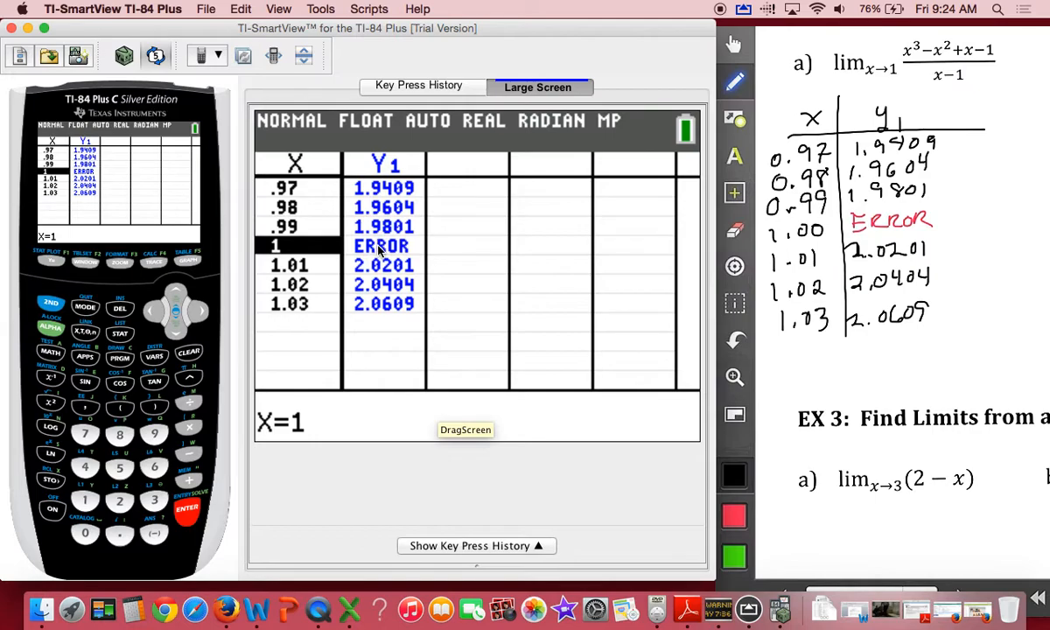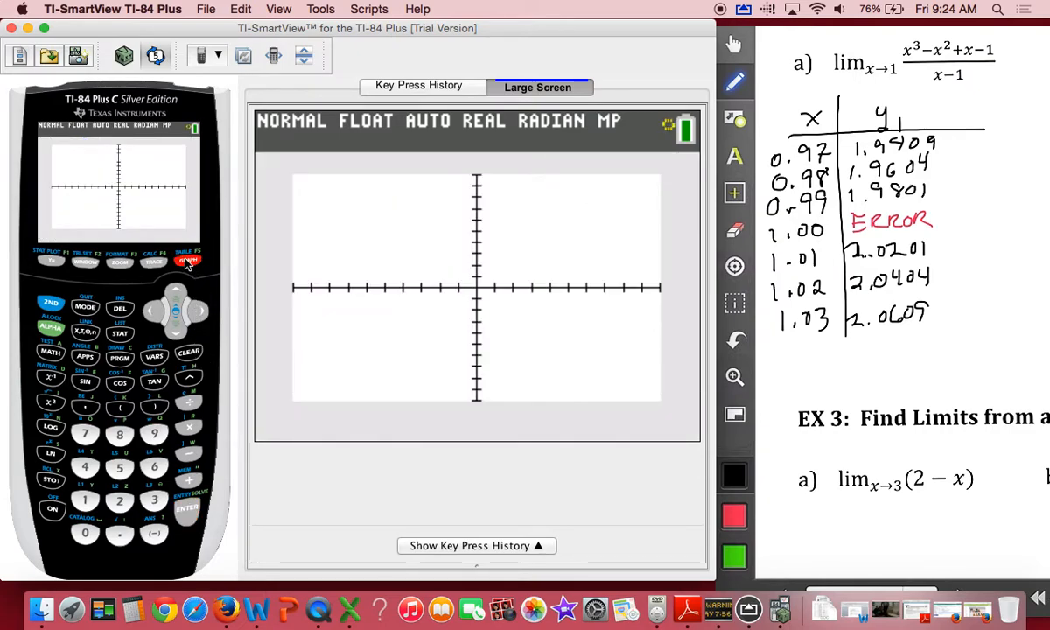Then we hit 1 and we get an error, of course. And then here, go from the bottom up. 609, 404, 201. What are these numbers doing? They're getting smaller. And they're getting smaller and they're finally approaching 2. So let's look at the graph.